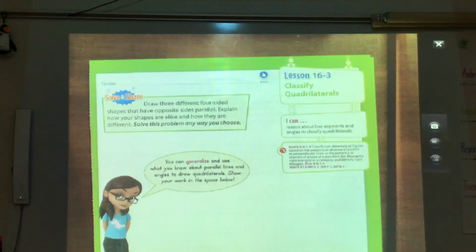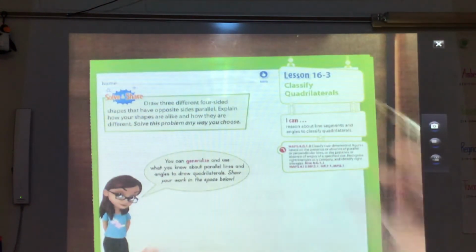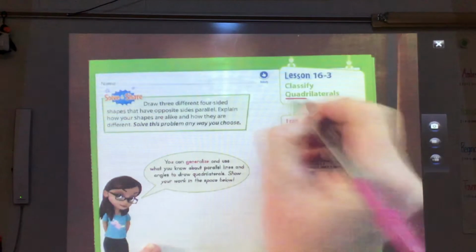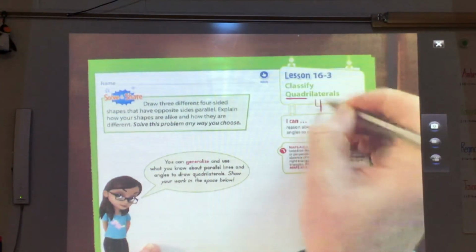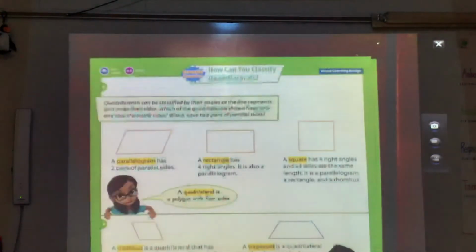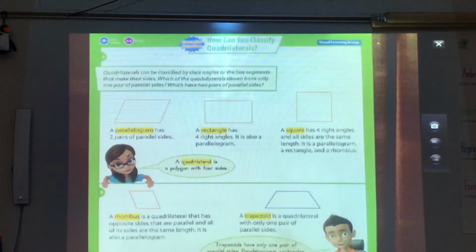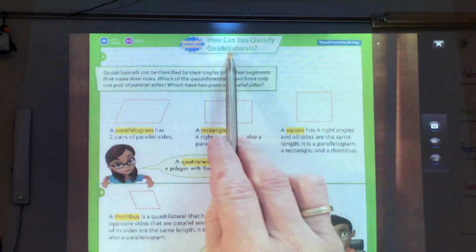All right, guys, today we're looking at lesson 16.3. We're going to be classifying quadrilaterals. I want you to notice that prefix there, quad. That means 4. That means all these shapes are going to have 4 sides. So I'd like to go ahead and flip over to our visual learning bridge on page 594, and let's just see how we can classify quadrilaterals.